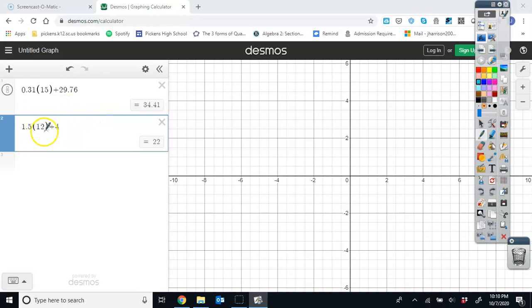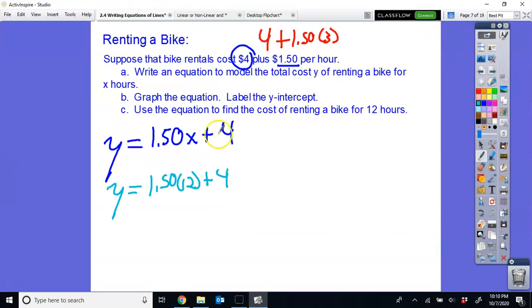1.5 times 12 plus 4 equals 22. And actually, I think you might be able to see that. I hope so anyways. Sorry, guys. I know, I should know how to do my technology, right? So $22 is what that would cost me. Now, that's great and fun if I know exactly how many hours I'm going to be biking.